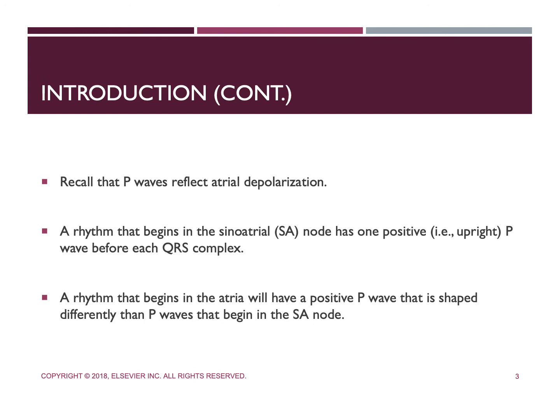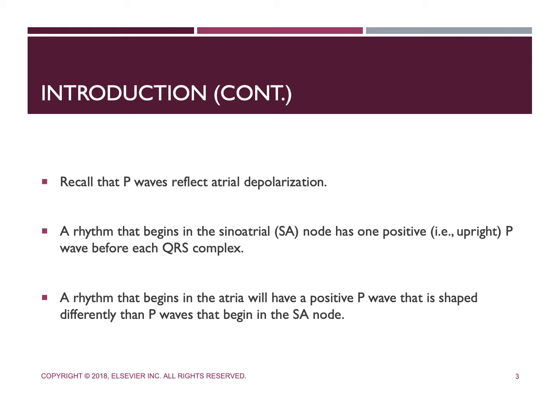So a few things that I just want to remind you of and summarize from our previous lectures before we continue on. The first thing I want you to remember is that the P wave is always going to represent atrial depolarization. So remember, when the atria are contracting, that is showing on the ECG as a P wave. I also want you to remember that a rhythm that begins in the SA node has one positive, meaning upright, P wave before each QRS complex. That little P wave is on the top of the line, not below the line.